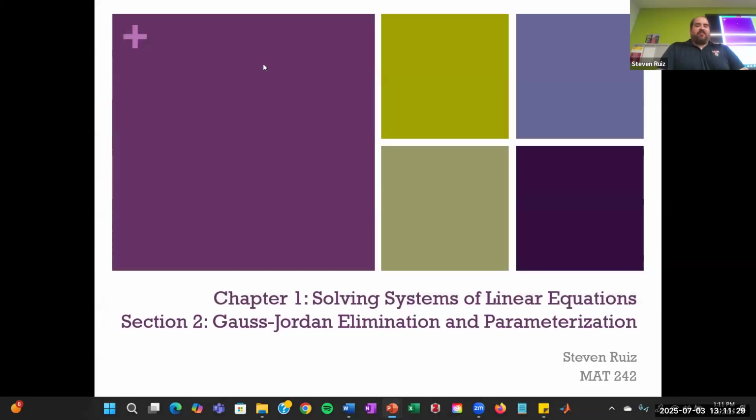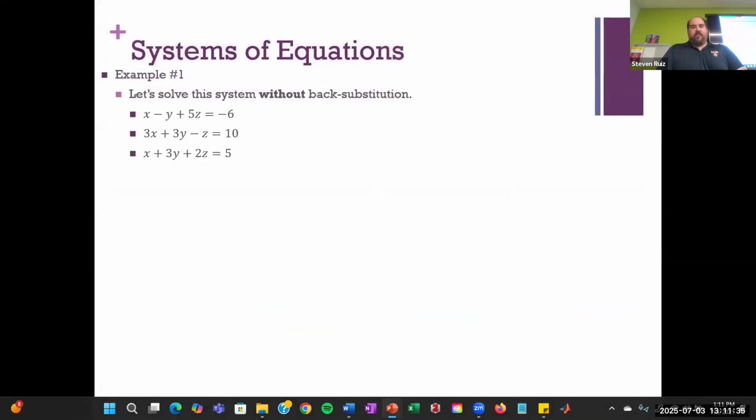So section 2, we're going to talk about a different kind of elimination, related, but called Gauss-Jordan elimination. So now let's solve one of these, but now we're going to bypass that back substitution step. So we talked about that idealized matrix, right? Like there's a version of this matrix that if I get to it, I get all my solutions for free. Where x equals a, y equals b, z equals c.